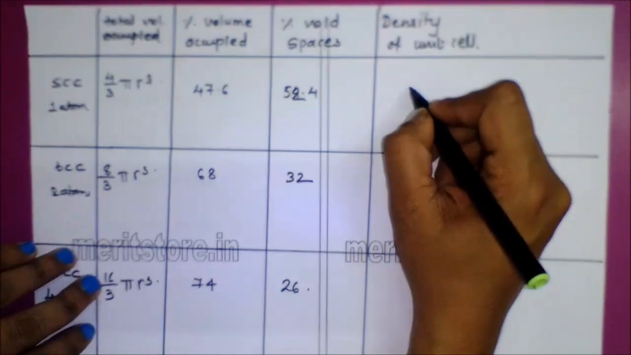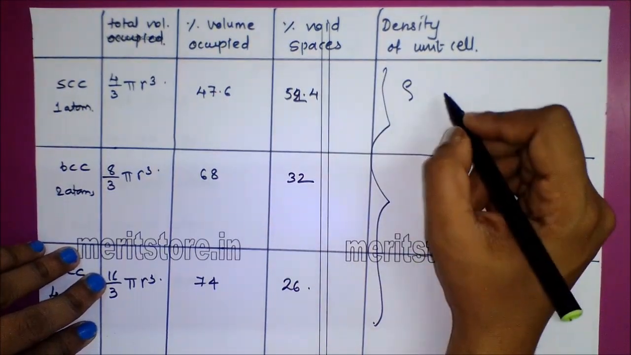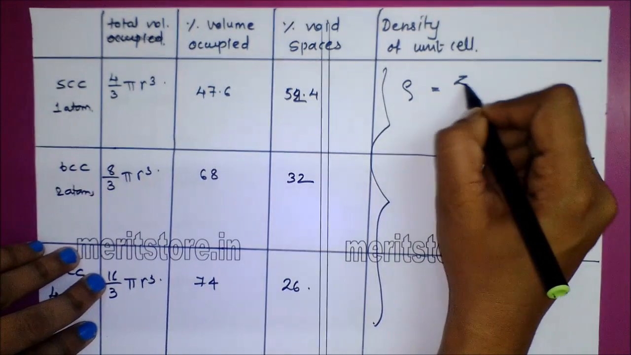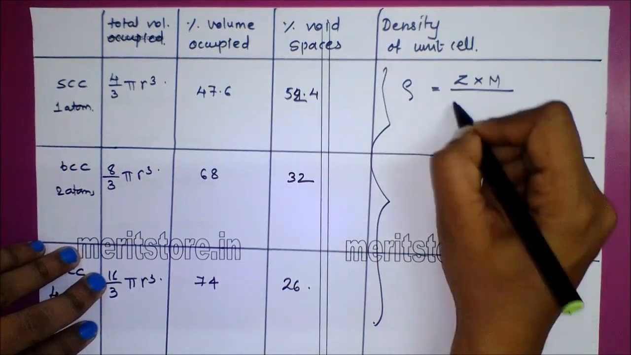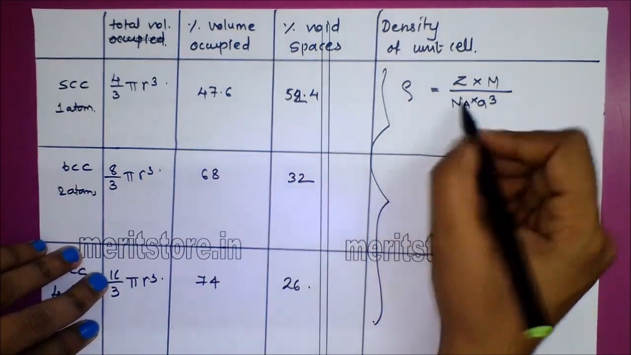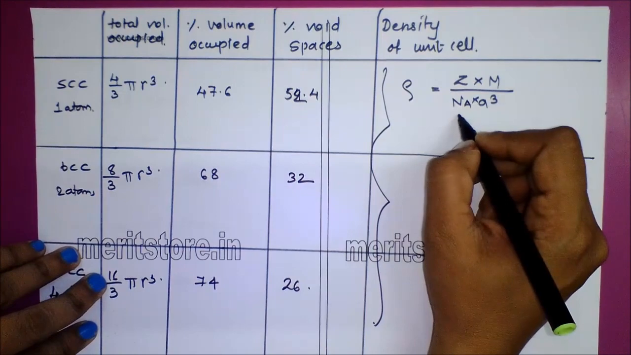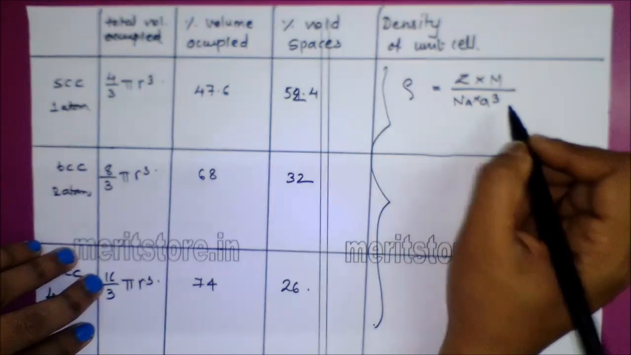In case of density for any cubical cell, whether SCC, BCC or FCC, the density rho is equal to Z into M into Na upon a cubed. That's the formula. Now Z is the number of particles, M is the molar mass of the substance, Na is Avogadro's number, and a is the edge length.